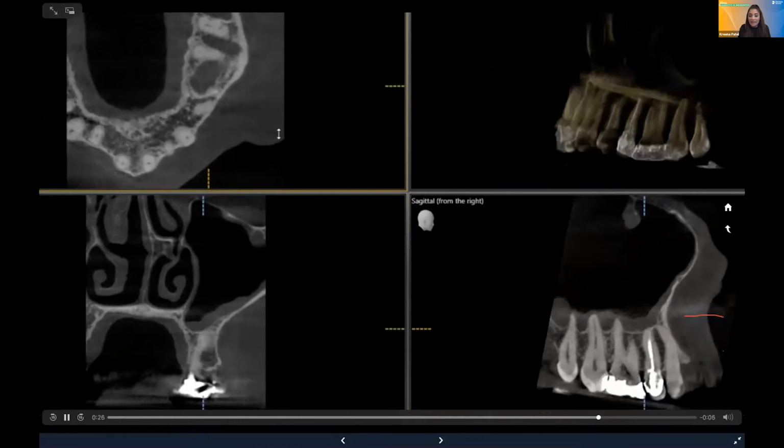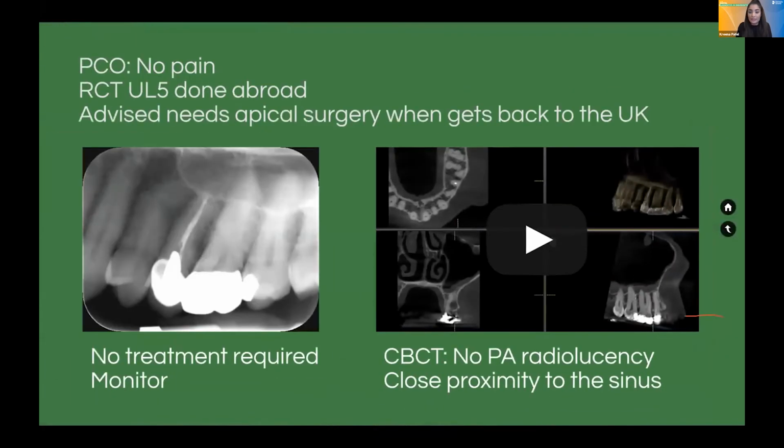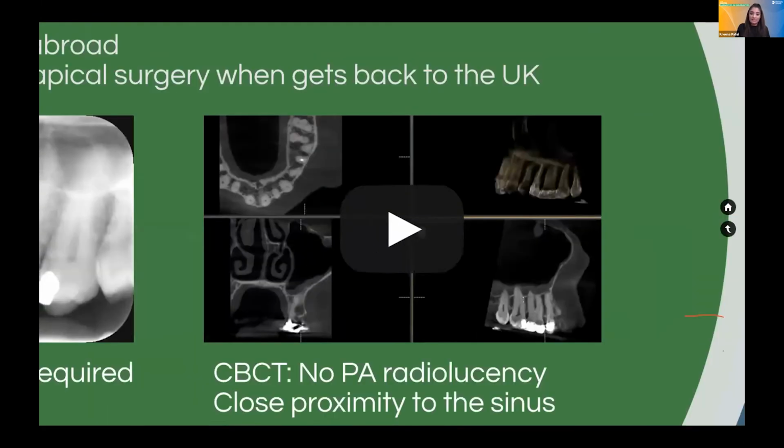So in this case, it's actually made me change my plan from treating this tooth to now going to tell this patient, you don't need any apical surgery. There's no obvious infection associated with this. Let's just monitor it. And she was more than happy to do that once she'd seen the cone beam CT results. So it helps us be less invasive as well.